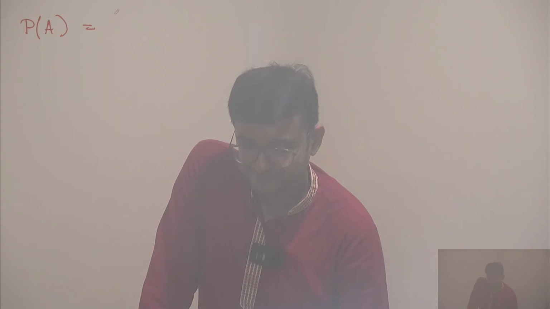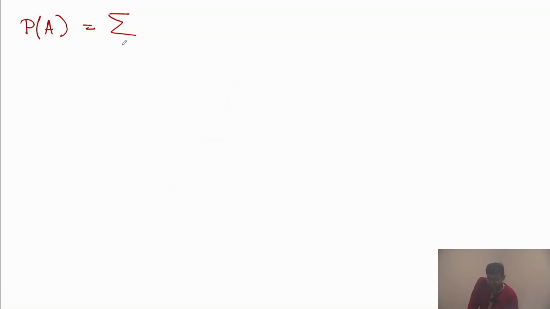The sum law is actually related to something known as the marginal distribution. So probability of A is equal to summation over B of probability of A comma B.